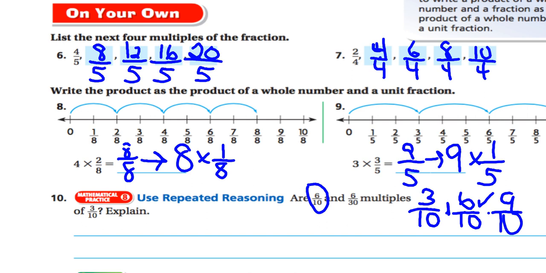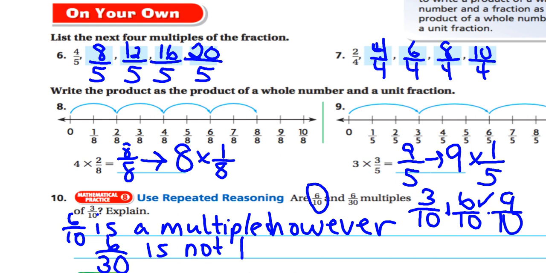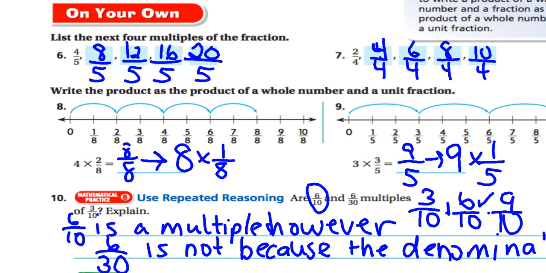Explain. 6/10 is a multiple. However, 6/30 is not, because the denominator has to remain in tenths.